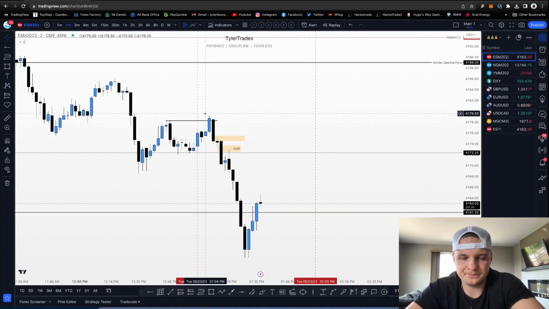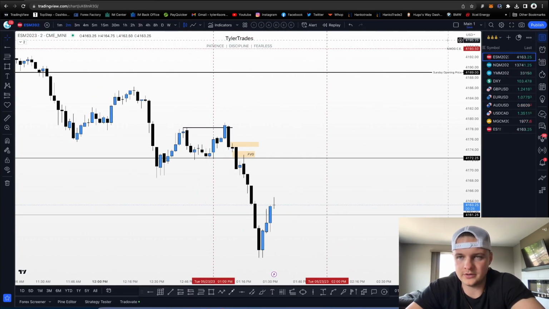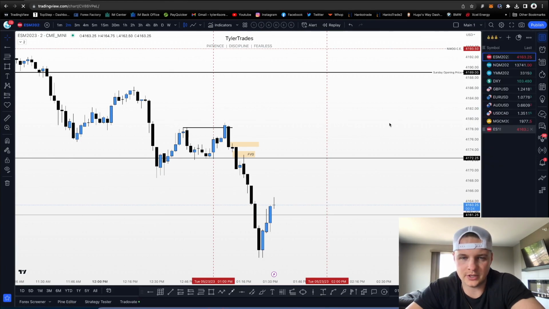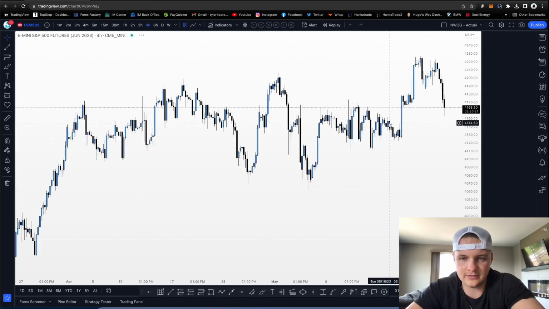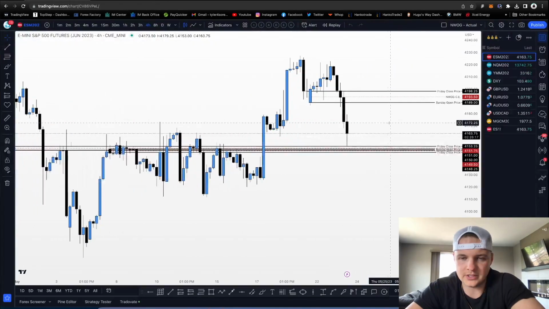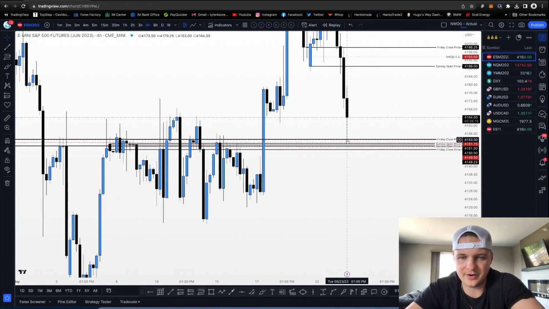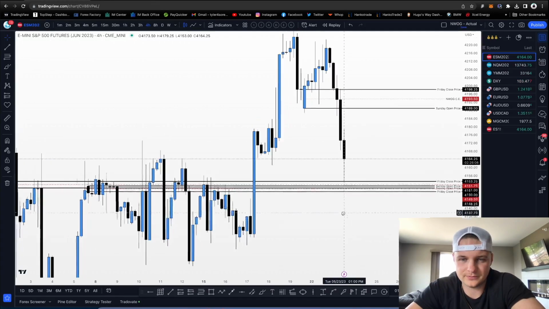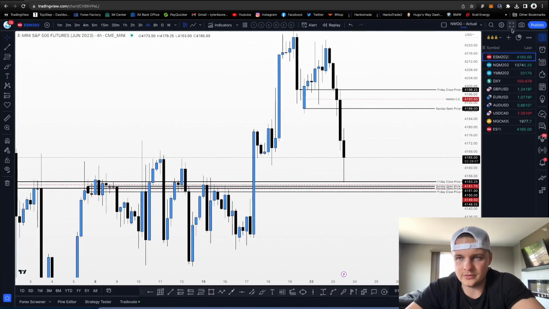One thing to note, if I switch charts over to my new week opening gap chart, I have other new week opening gaps saved. One thing to note is that the price did come down and actually tap off of an old new week opening gap, also adding to the confluence for being willing to go long.